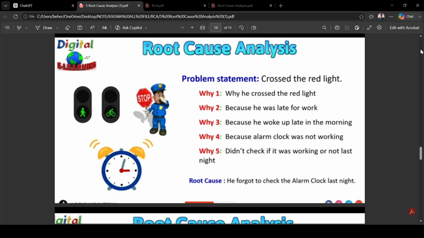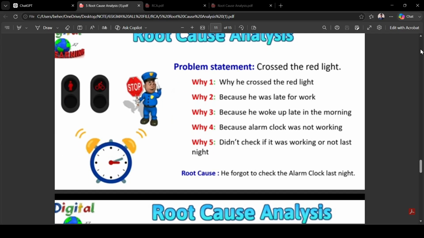Okay, problem statement: he crossed the red light. Why did he cross the red light? Because he was late. Third why: because he woke up late in the morning. Fourth why: because the alarm clock was not working. Fifth why: he didn't check whether it was working the night before, because he forgot to check the alarm clock last night.